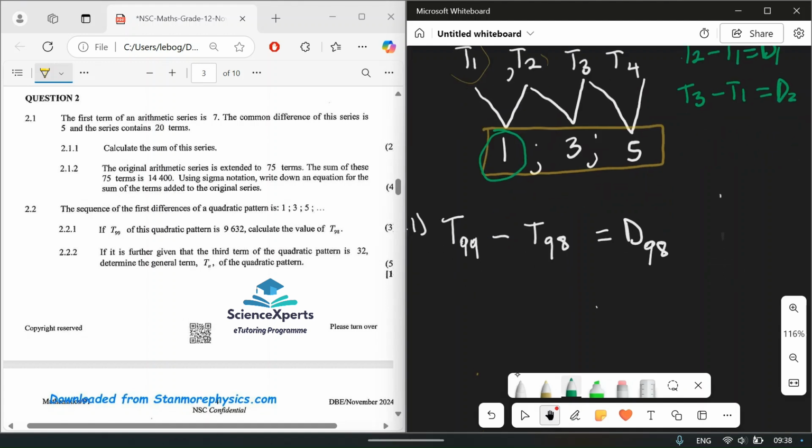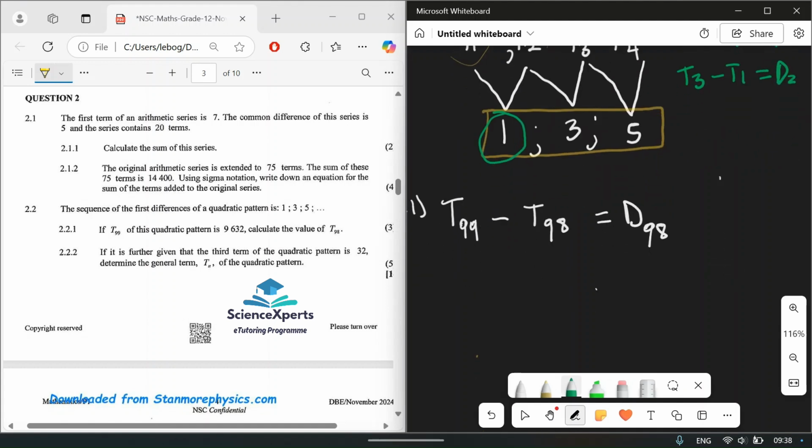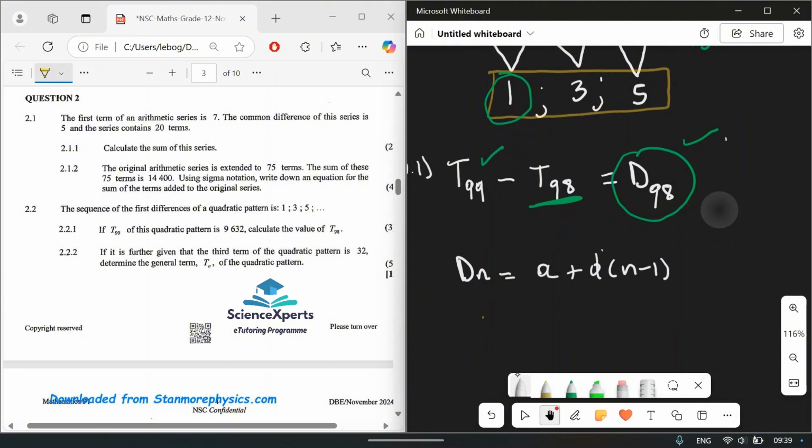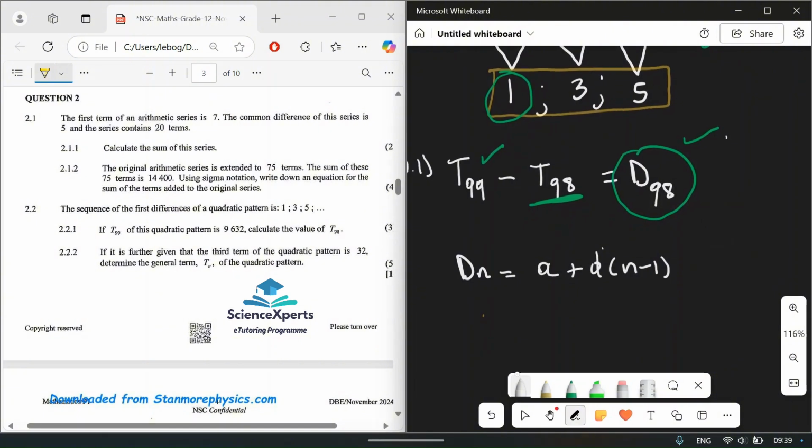So now they gave us T99, so it is also possible for us to get D98. We can just find that D98 using this pattern 1, 3, 5. So we need to find Dn, right? Dn is equal to a plus d into n minus 1. So we need to find term number 98 on the first difference.